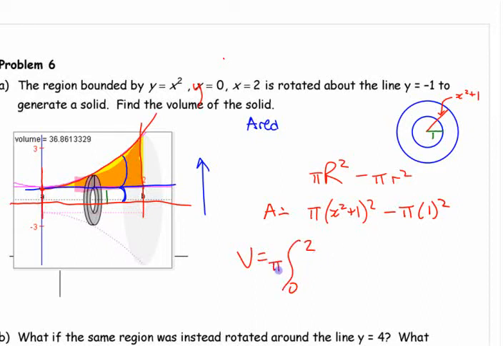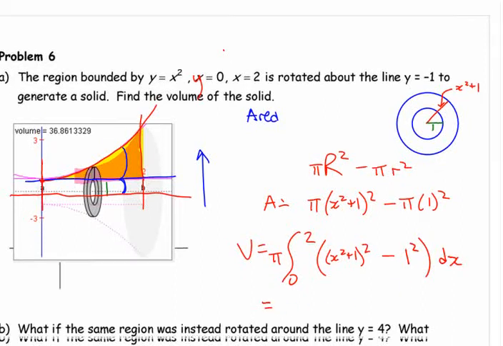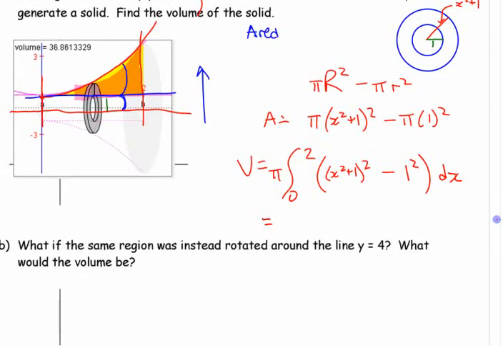You can put the pi outside if you'd rather here. The integral of (x squared plus 1) squared minus 1 squared, we'll put squared just to keep track of it, dx. Whether you do that on the calculator or exact value, up to you. Okay. And it was 36.86 or, what is it? 176 pi over 15, or approximately 36.86.